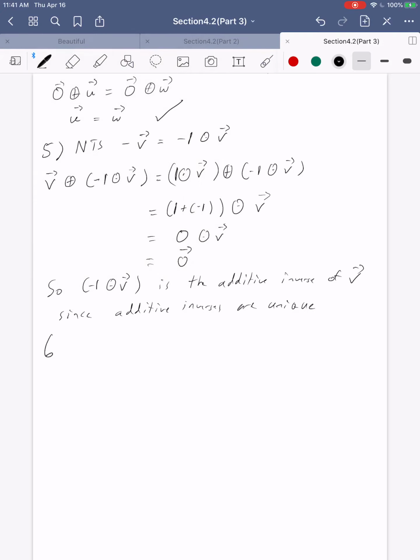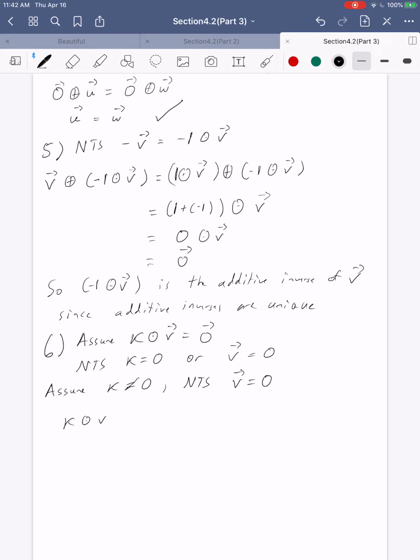All right, last part here. Let's go ahead and look at 6. We're going to assume that k scalar multiplied with v is equal to the 0 vector. We need to show k equals 0 or v equals 0. So let's assume k not equal to 0. Then we need to show v equals 0. So we have k, v equals the 0 vector here, we're assuming that k is not equal to 0, and we need to show that v equals 0.